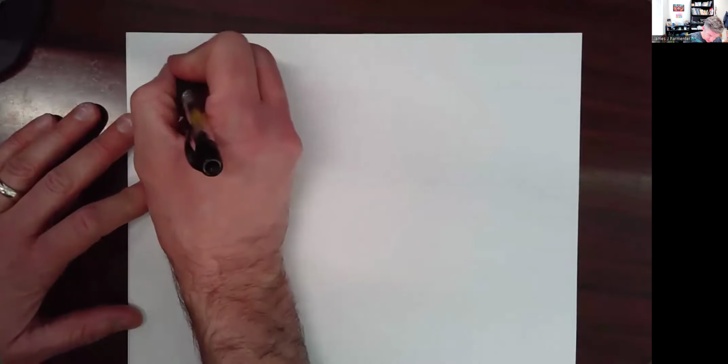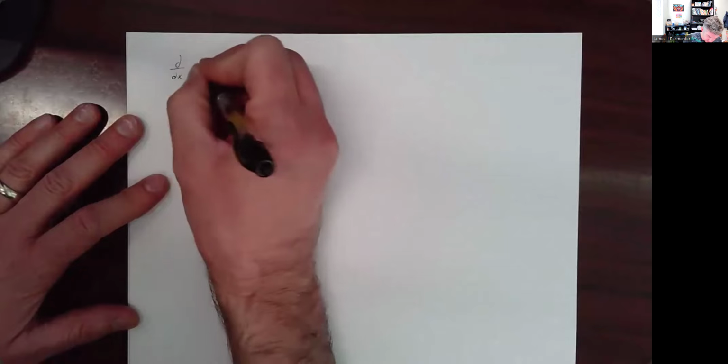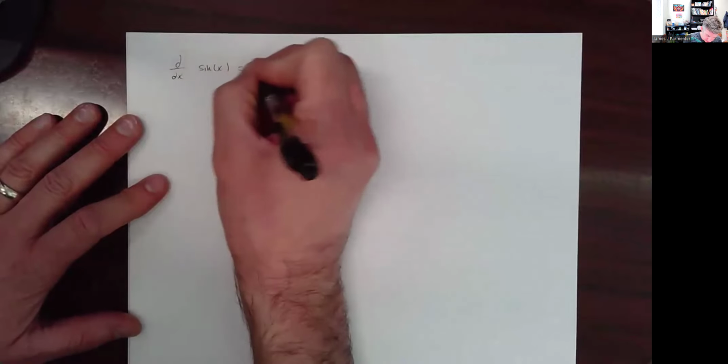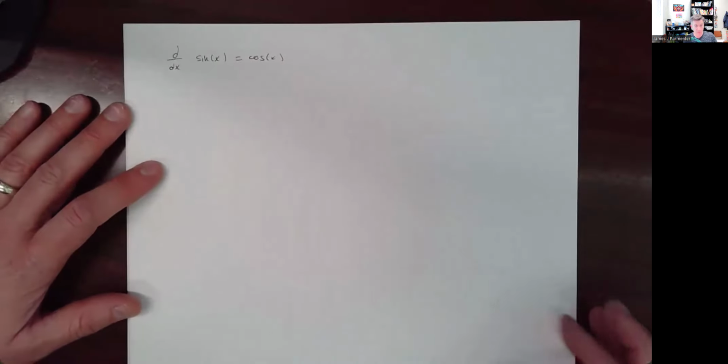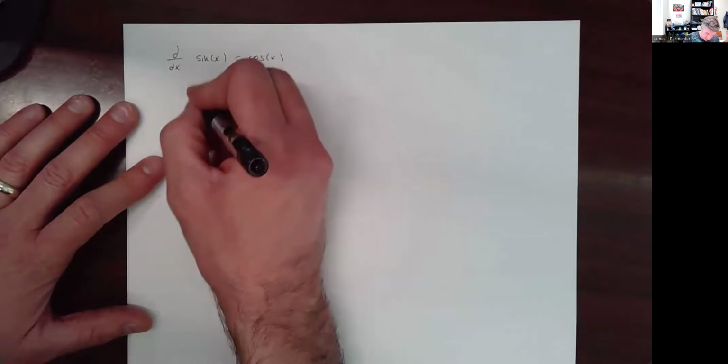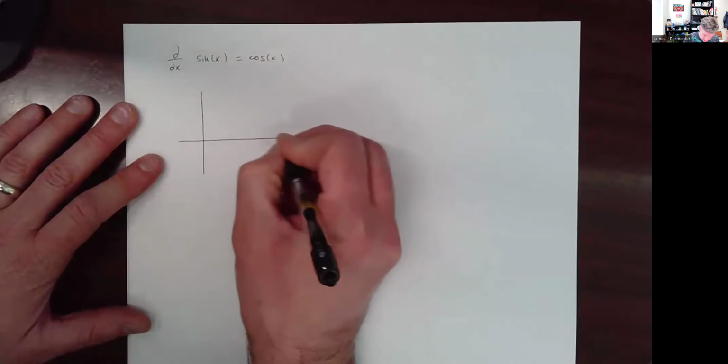So we've seen a couple times the derivative of sine of x is equal to cosine of x. There are a lot of nice ways to show this. You can use the limit definition. You can also show it graphically, which I think I did once or twice in class. I'm going to do it again because I want you to see it.